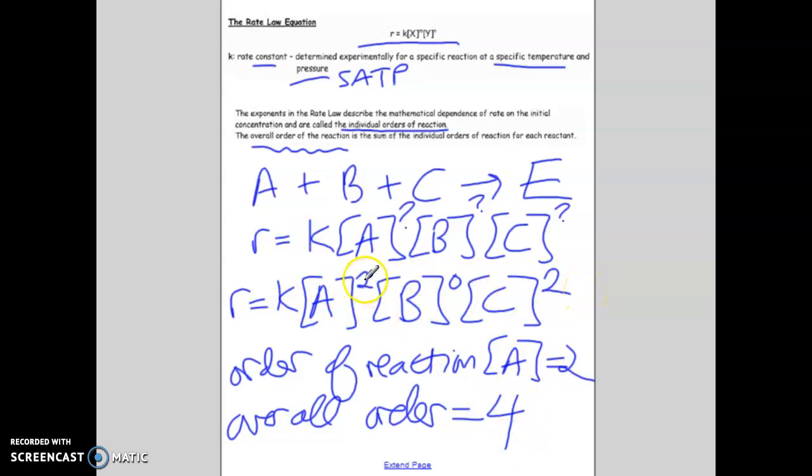So again, the hardest part, personally I find with these rate laws, is how to figure out the exponents. Once you have the exponents, everything else will piece together quite nicely.